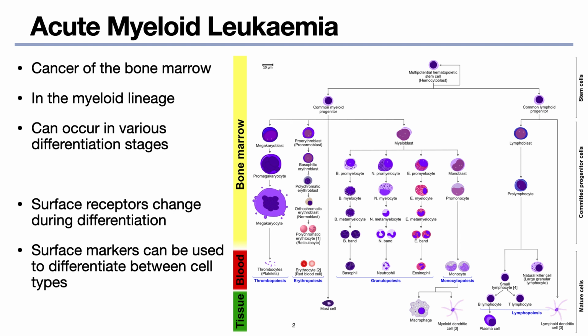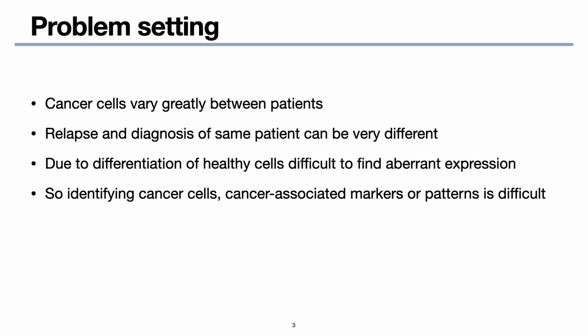During normal developmental trajectory, the cells in the bone marrow change their surface markers as they develop and as they differentiate. So we can use these surface markers to distinguish between the different cell types. However, during AML, it's difficult to use these cell surface markers to recognize the cancer cells.